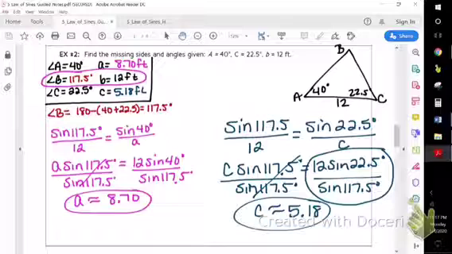5.18 feet. Make sure everything's labeled. All my degree symbols are there. All my feet, my units are there. So I have completed my little table that I created, so I am done with this problem. I have found all the missing parts.